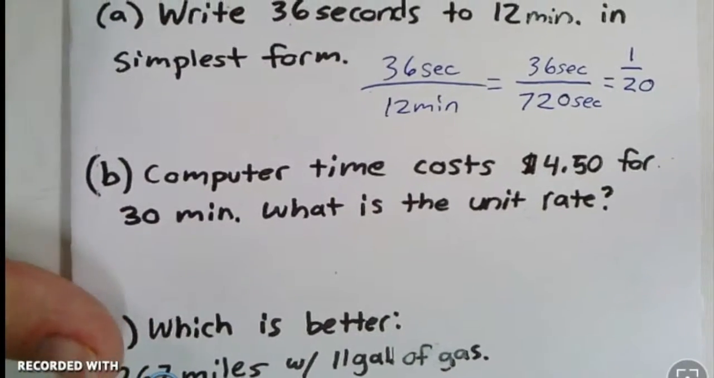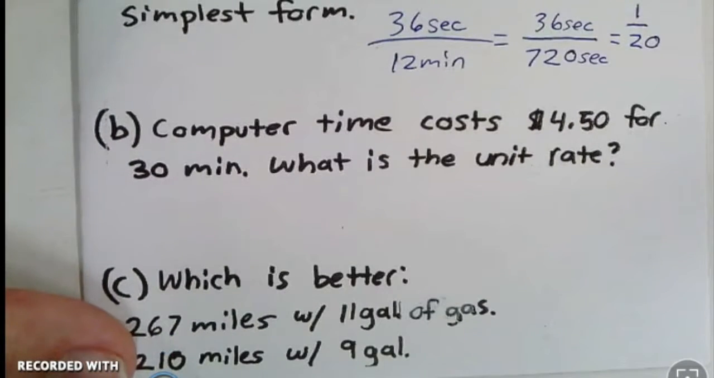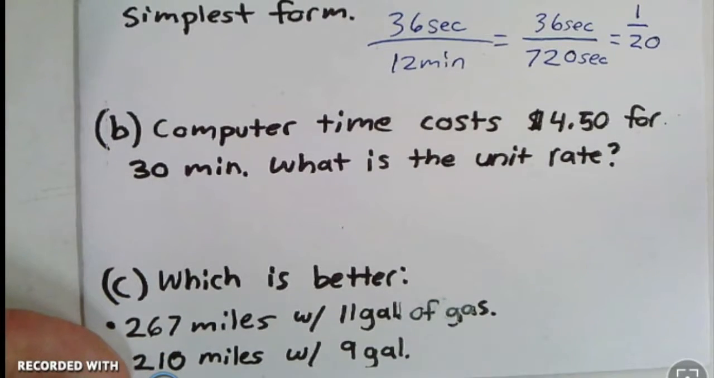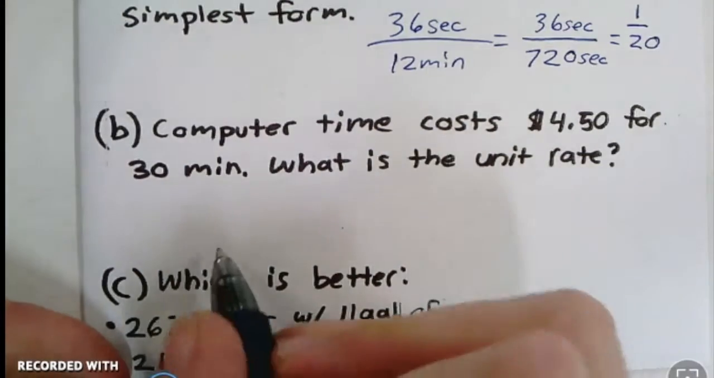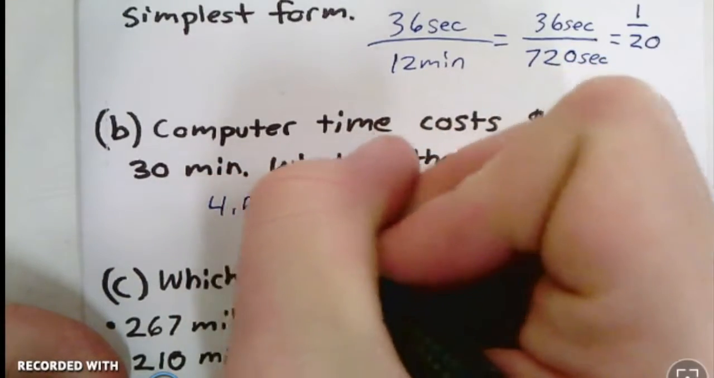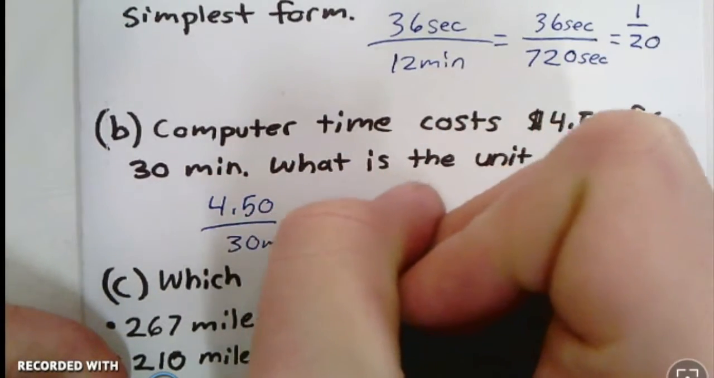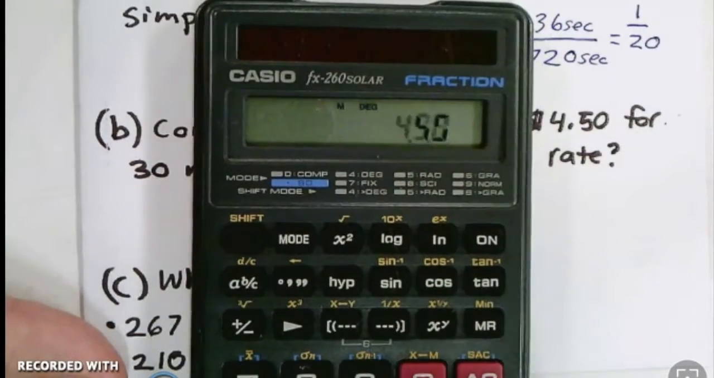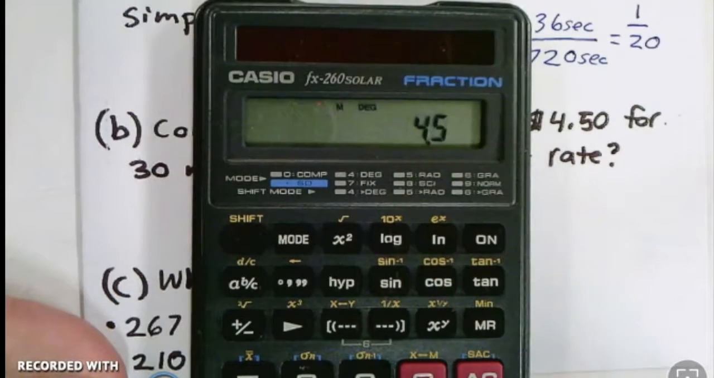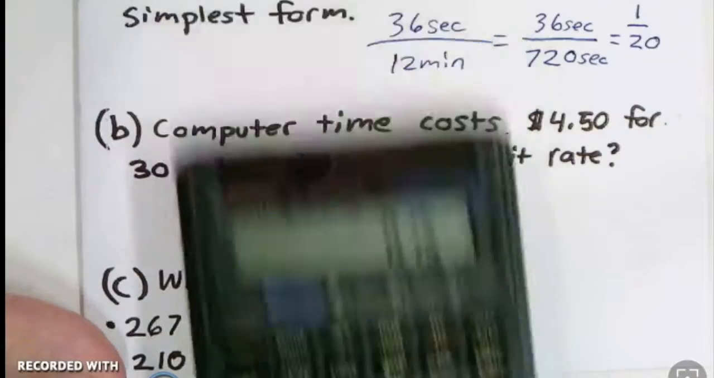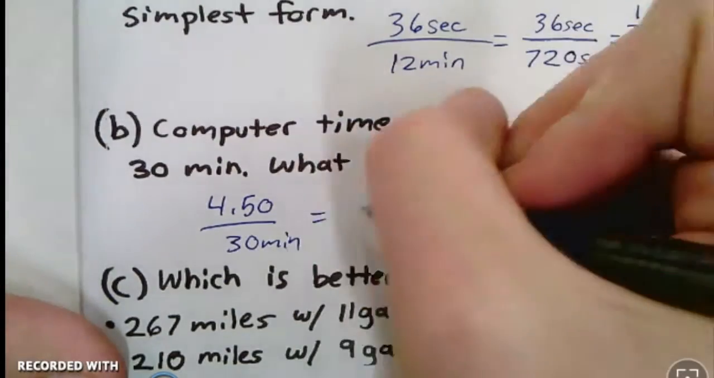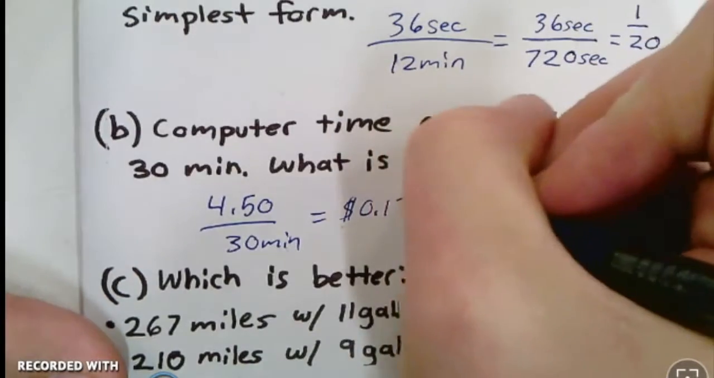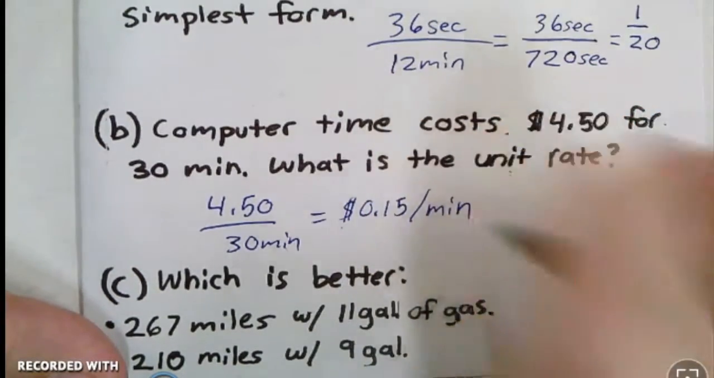All right, B, computer time costs $4.50 for 30 minutes. What is the unit rate? Well, do I want to know minutes per cents, or do I want to know cents or money per minute? I want to know per minute. So I'm going to put the minute on the bottom. So I have 450 over 30 minutes. Do 450, don't forget your decimal, divided by 30 equals 15 cents. So that means that it is 15 cents per minute.